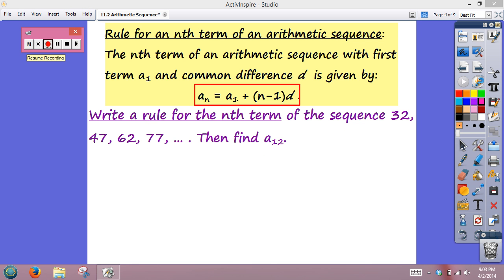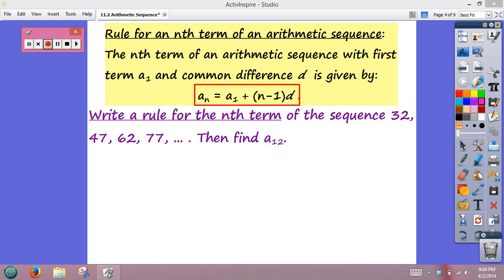The next thing we're going to do is write a rule for the nth term of the sequence. So the nth term of an arithmetic sequence with the first term a1 and the common difference d is given by the equation below. a_n equals a1 plus the quantity n minus 1 times d, or the common difference. So from there, we're going to look at the first example. It says the sequence is 32, 47, 62, and 77.